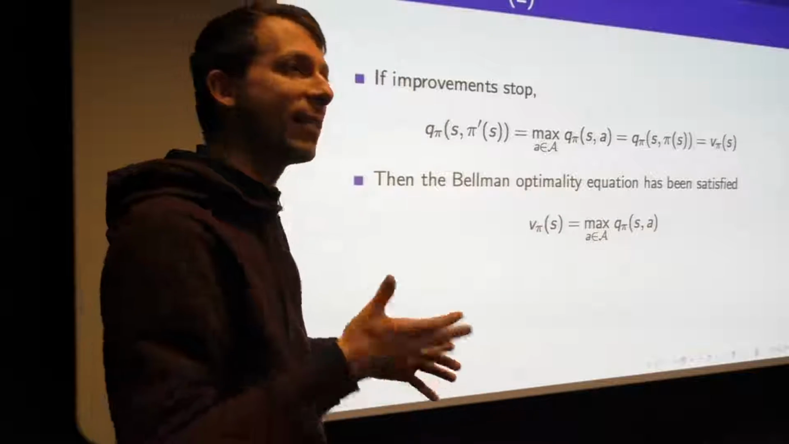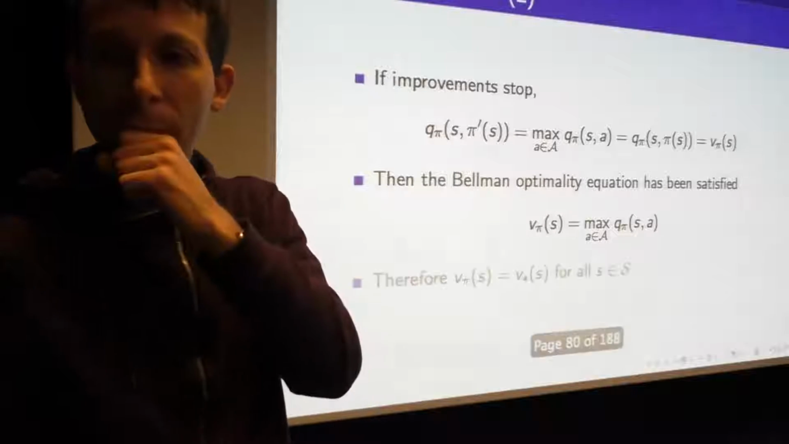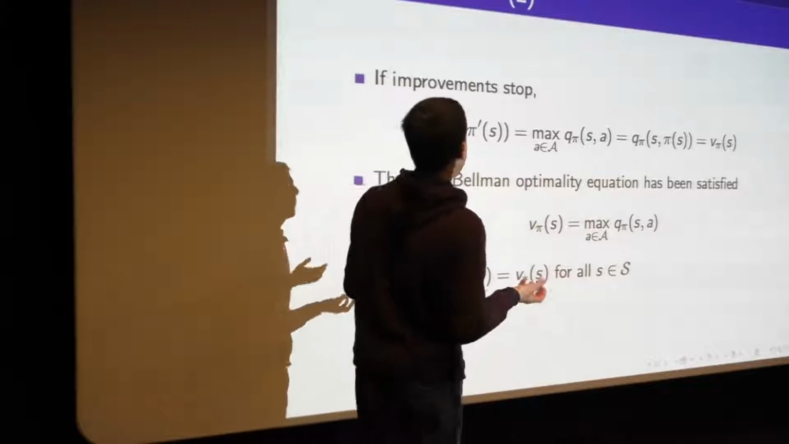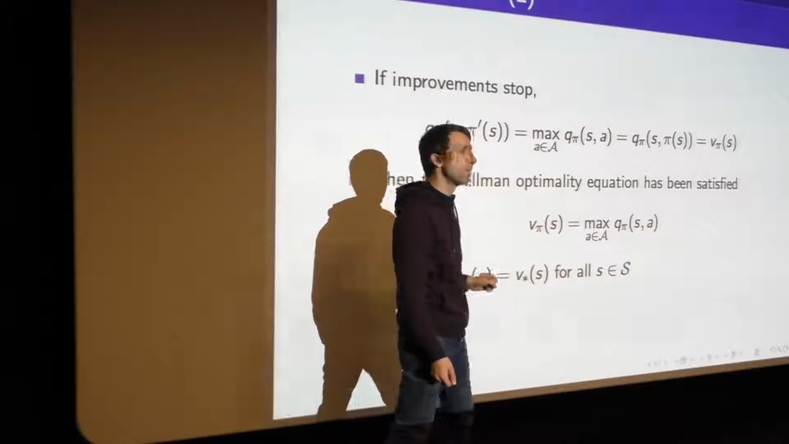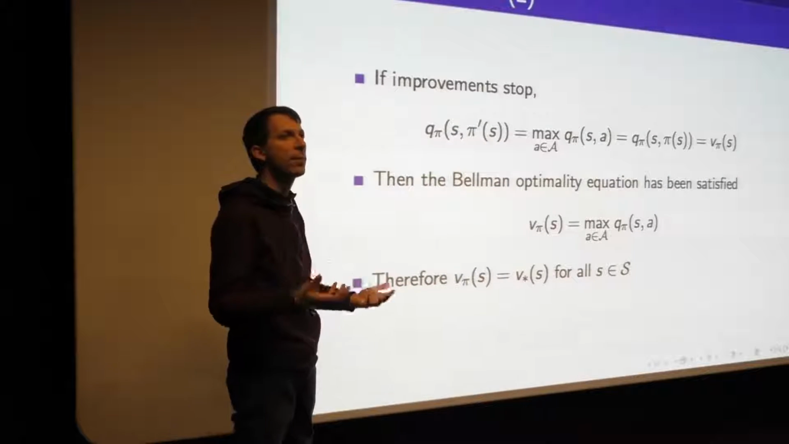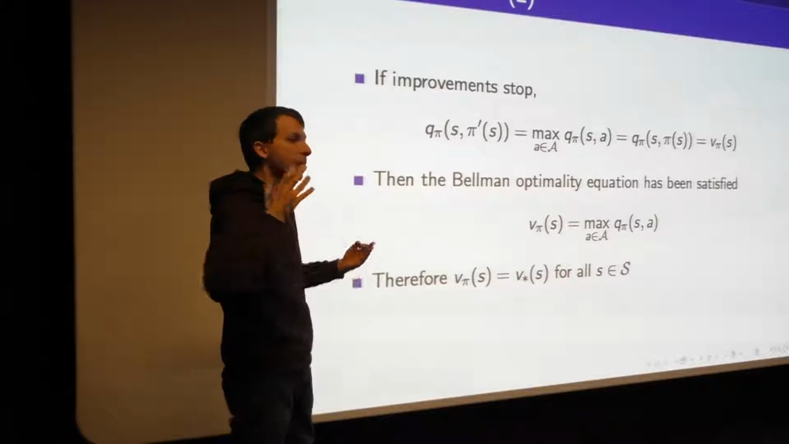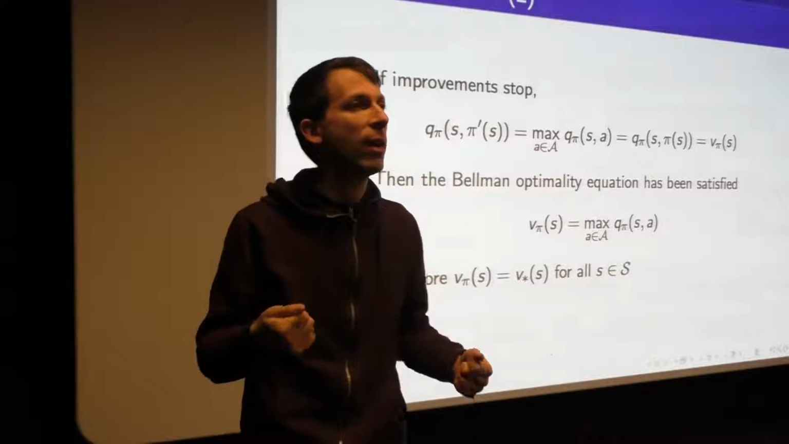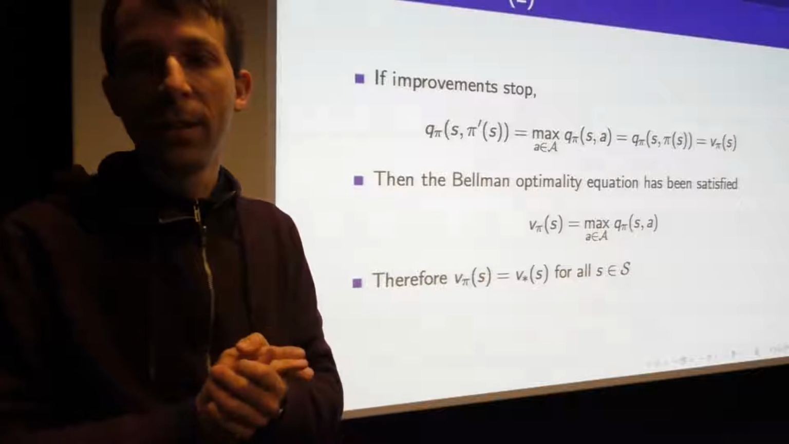I know some of this you might need to look at afterwards, but I'm just trying to give you some flavor of how this argument works. If the Bellman optimality equation is satisfied for this particular v pi, that tells us that pi must be the optimal policy. That's the definition of an optimal policy: anything which satisfies the Bellman optimality equation is optimal. And we'll see some argument for that at the end of the class as well.